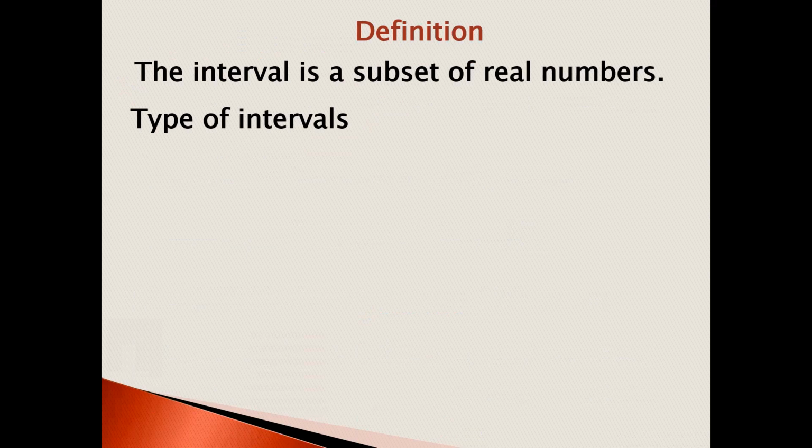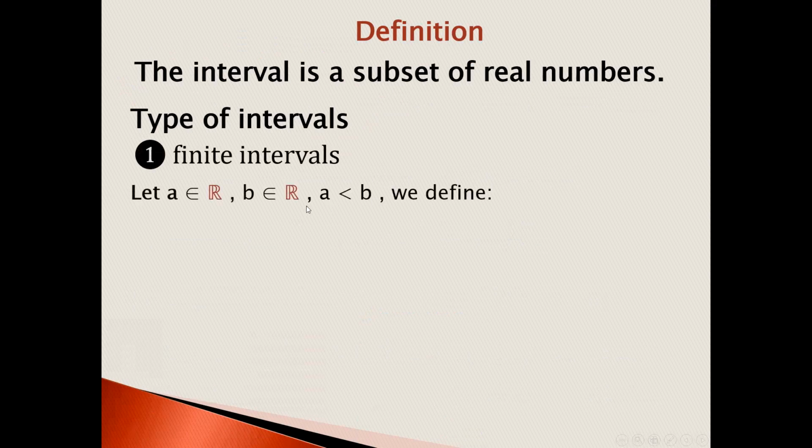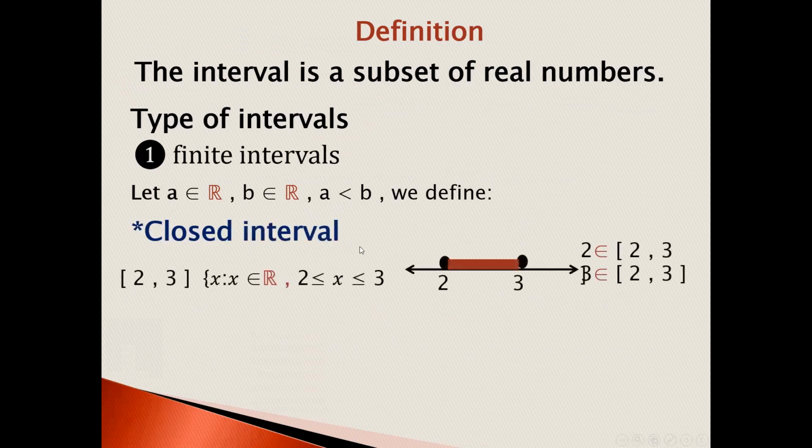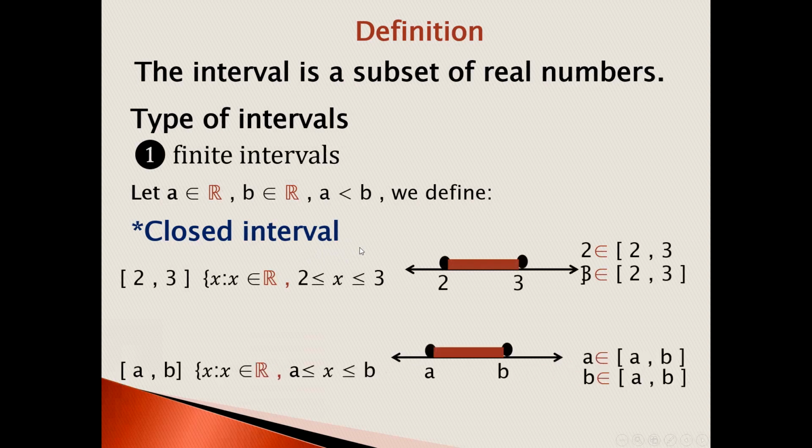It's a subset of the real numbers. There are types of interval. First is the finite interval. It means that, let A belong to R and B belong to R, A less than B. We define that interval as a closed interval. I have closed interval and open interval.